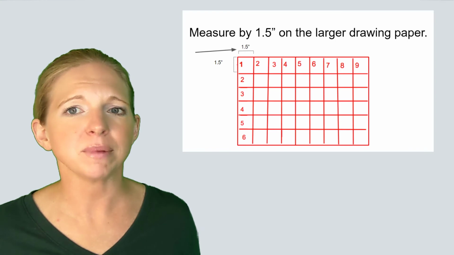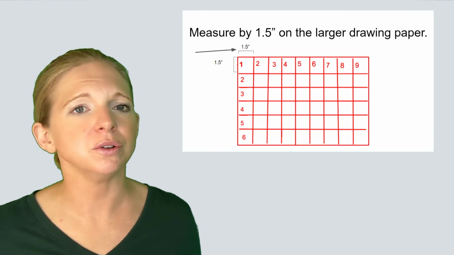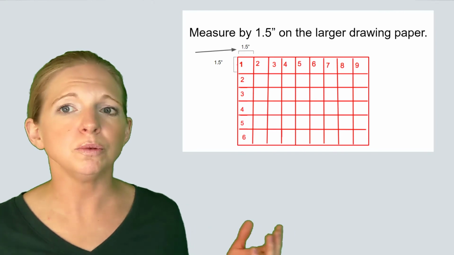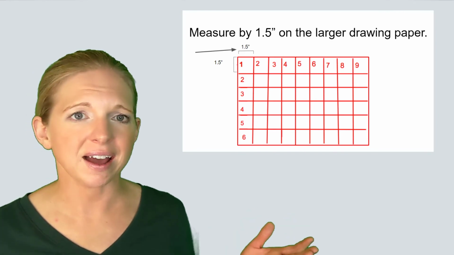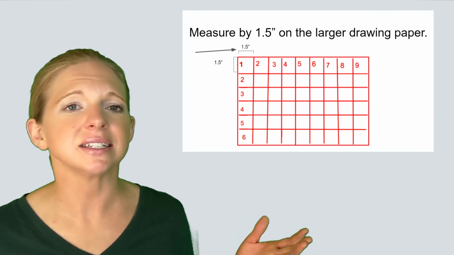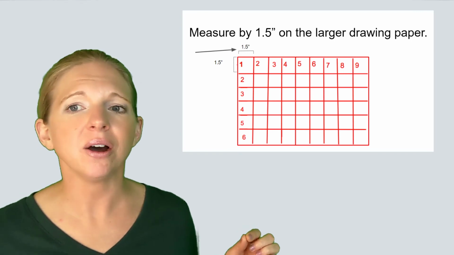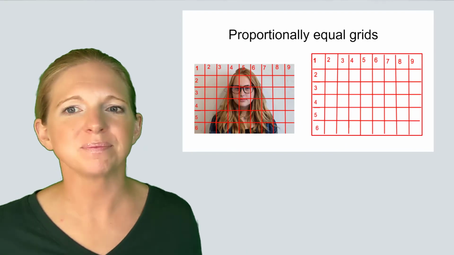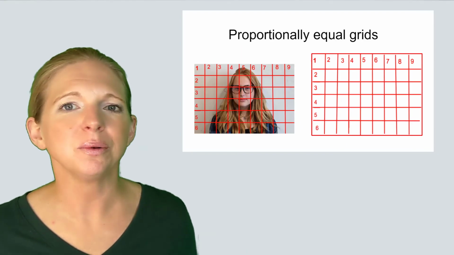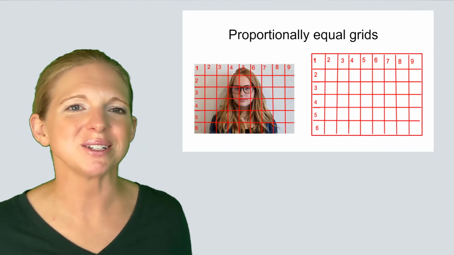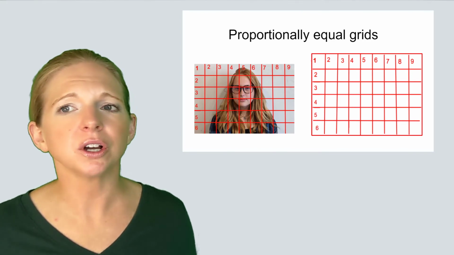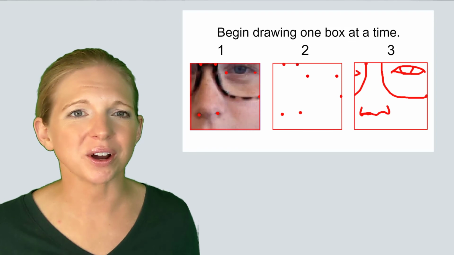Now that we have our measurement and paper, you can create your new grid according to the proportional enlargement. In this case, you measured by 1.5 times. That means that instead of a 1-inch grid, you will now have a 1.5-inch grid hash mark. Now that we have two proportionally equal pieces of paper, we can begin to draw our face utilizing the grid. The purpose of the grid is to break it down. We're going to look at our drawing one square at a time.